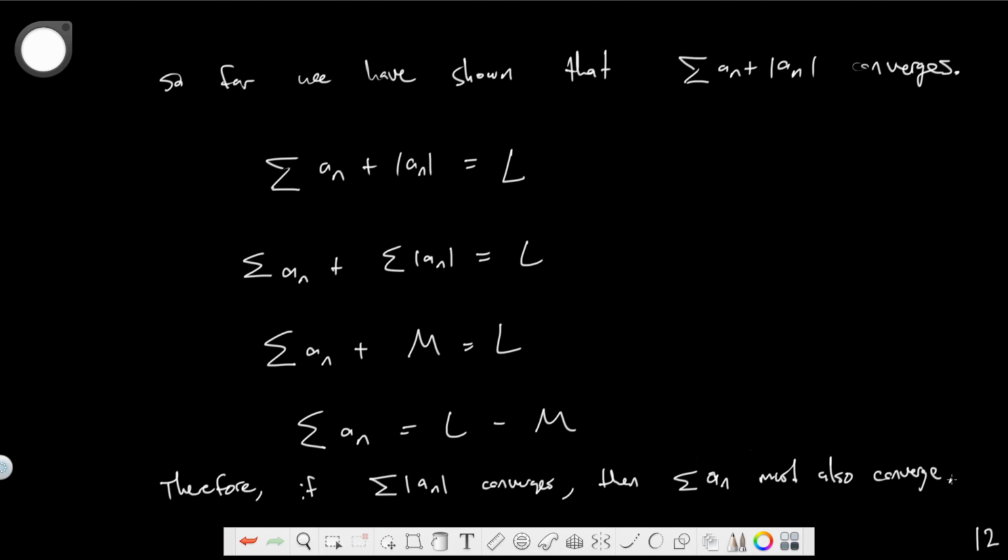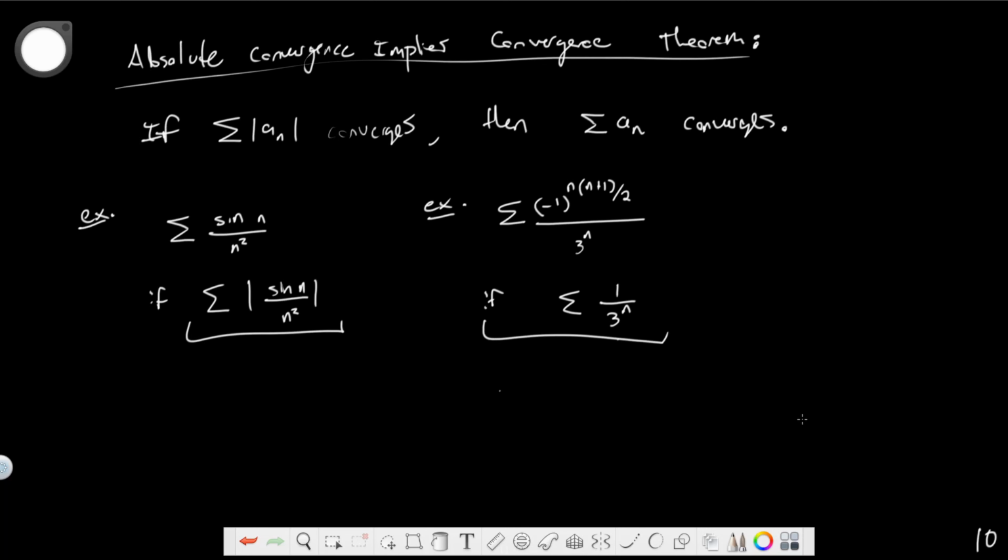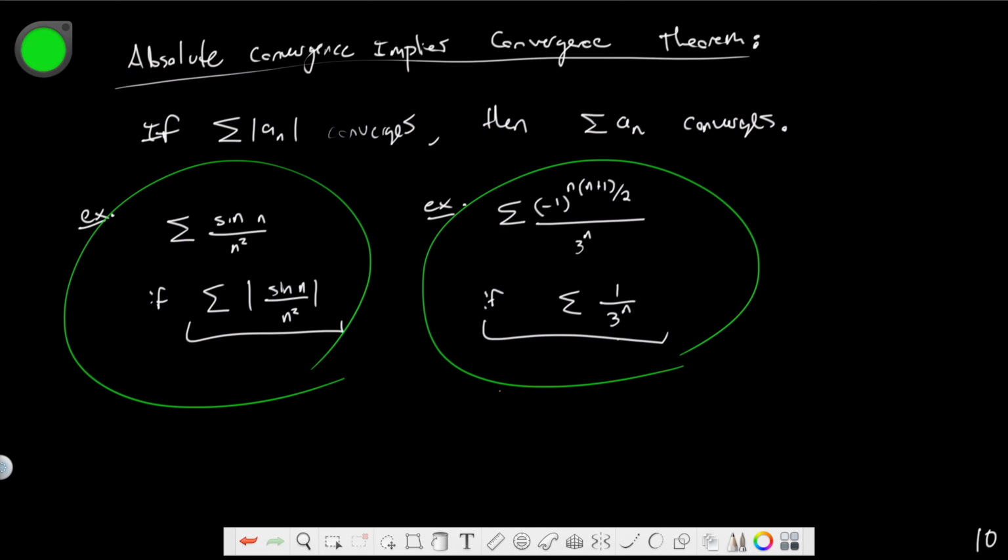There it is. Once again, this will be useful when we're dealing with things like these two. They're not true alternating series. It kind of just depends on what sine of n is, and it depends on what this thing is. These are not truly alternating series, but we can utilize their absolute value to determine that they also must absolutely converge. We'll give you some examples in class to exercise this theorem.